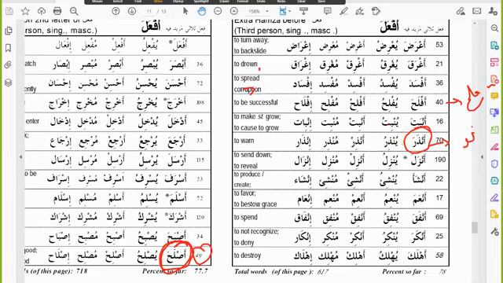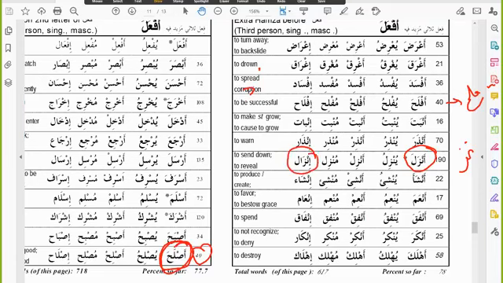Anzala, to send down. It comes from the root nazala. Nazala means to come down, but anzala, there was an effort to make it come down. That's what that hamza is making, that additional meaning. Yunzil, meaning coming down, bringing down, sending down. Anzil, you're asking him to send down. Munzil, the person that's sending down.